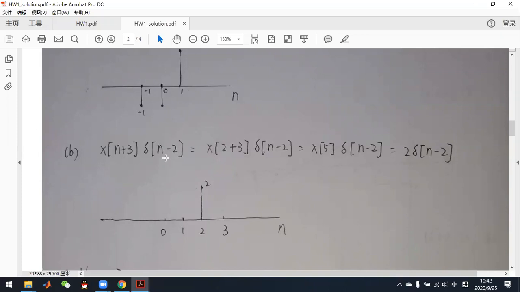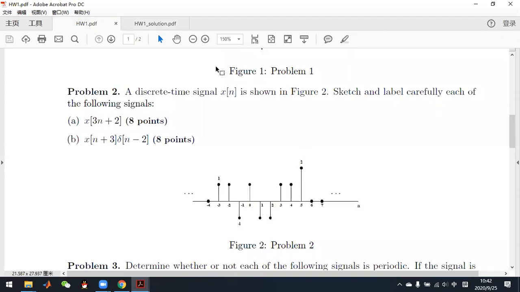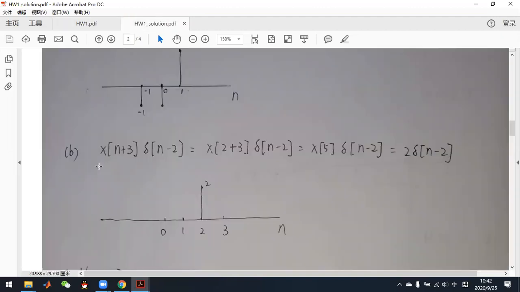So we only need to calculate the value of x of n plus 3 when n is equal to 2. X of 2 plus 3 is x of 5. So x of 5 is 2. So the final result is 2 times delta n minus 2. So there is an impulse when n is equal to 2, and the height is 2. So this is the answer of problem 2b.